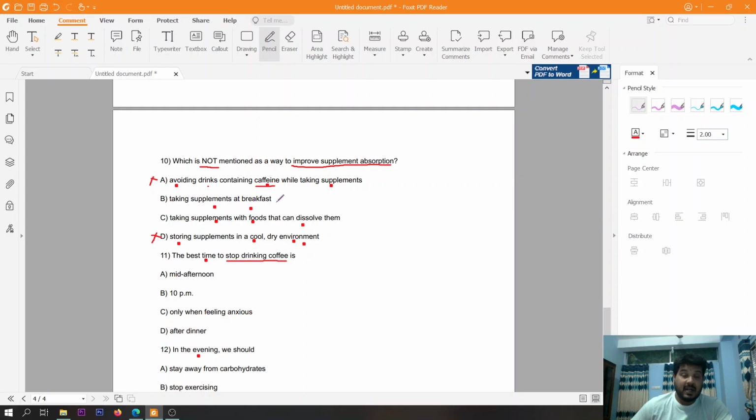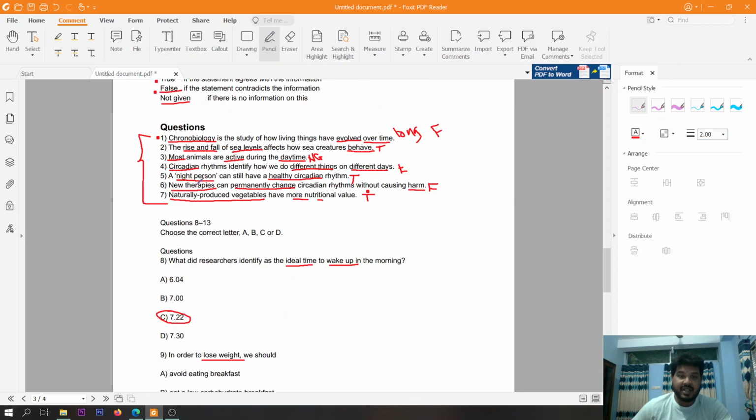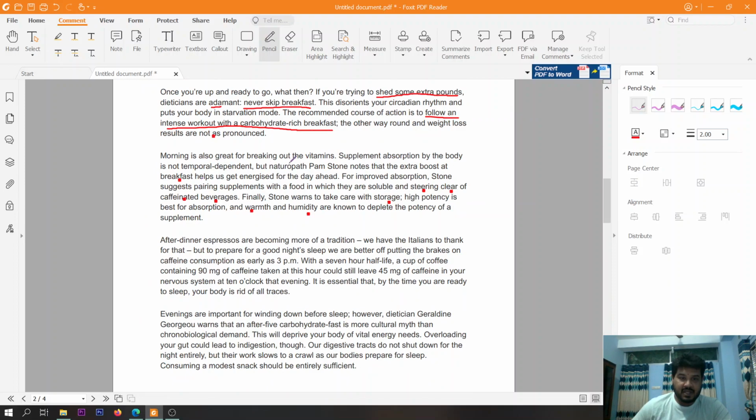You will have a better chance of getting the answer right, rather than having a quarter of a chance of guessing the answer. So let's go back and read it one more time. So it says, supplement absorption by the body is not temporal dependent, but Stone notes that the extra boost at breakfast helps us get energized for the day. For improved absorption, Stone suggests pairing supplements with food in which they are soluble.